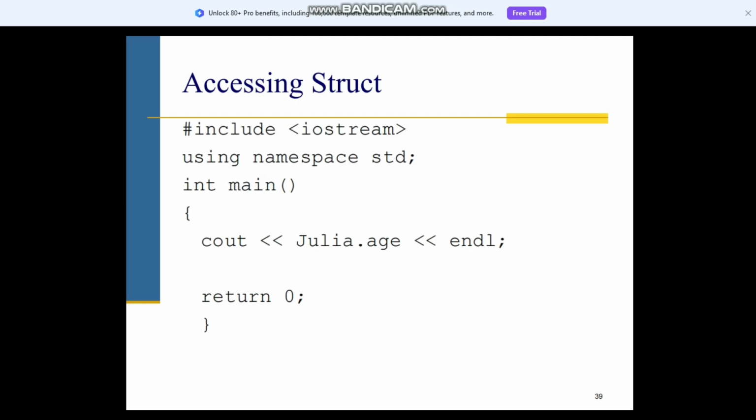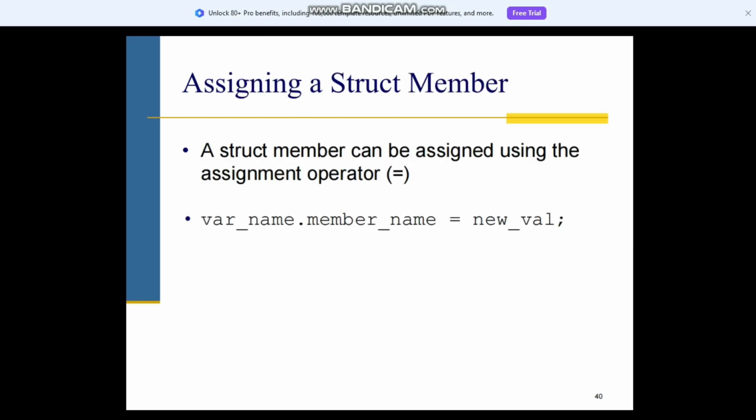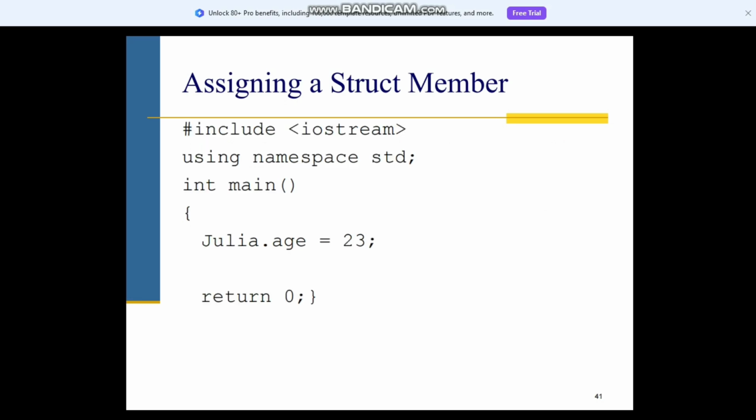So here it is. When you want to access the output, you put a dot there, because it's a struct and you're trying to access the struct. Assigning a struct member: a struct member can be assigned using the assignment operator, that's the equal to sign. So you're assigning a variable or a number to it.